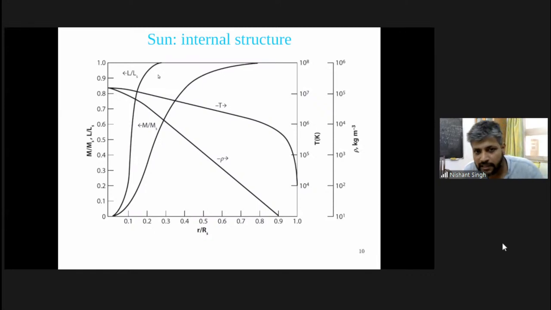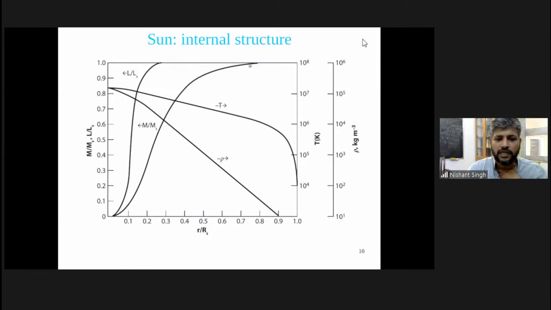Okay. It's only being transported here, but not being produced. So that's the intrinsic luminosity. The mass, as you see, as you go to outer and outer layers, is expected to just rise, right? Because you are now adding more and more shells to your inner core. So mass increases like that.